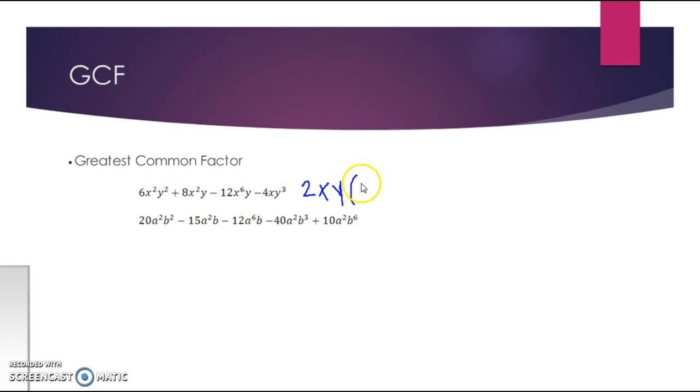So 6 divided by 2 is 3. X squared divided by x is just x. Y squared divided by y is just y. 8 divided by 2 is 4. X squared divided by x is x. Y divided by y cancels. Negative 12 divided by 2 is negative 6. X to the 6 divided by x is x to the 5th. Y divided by y cancels. And negative 4 divided by 2 is negative 2. X divided by x cancels, and y cubed divided by y becomes y squared.